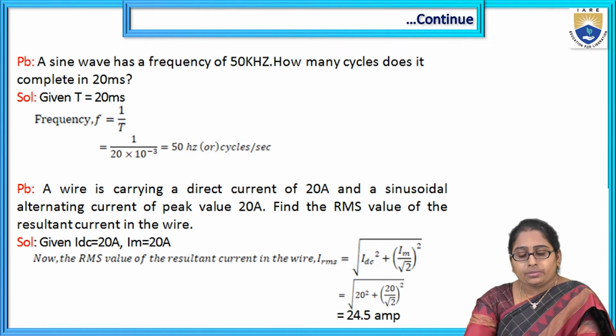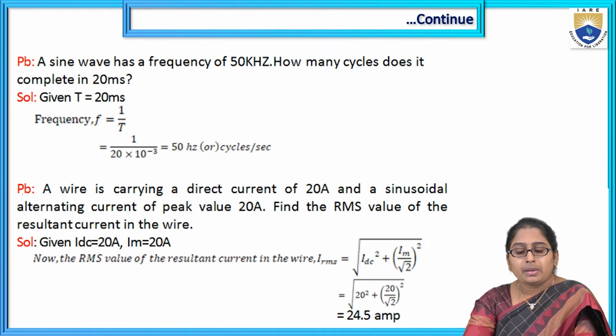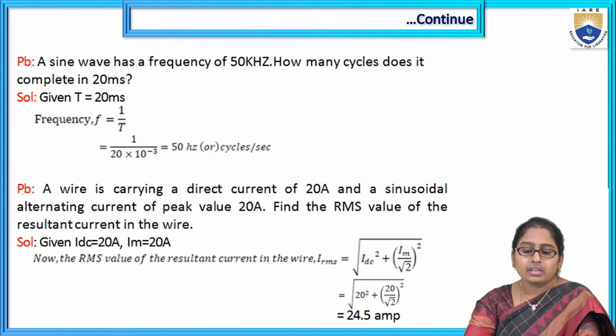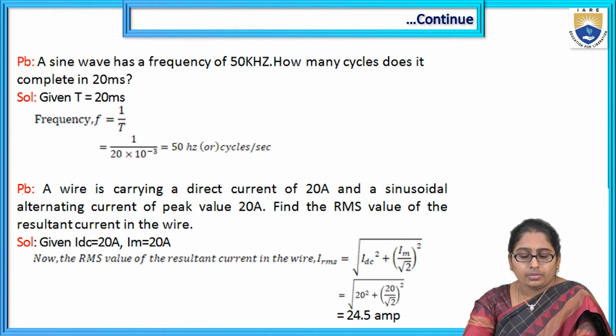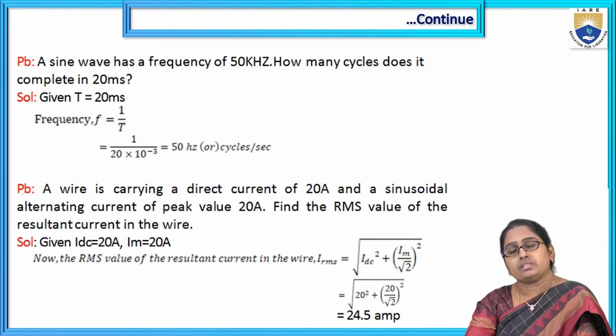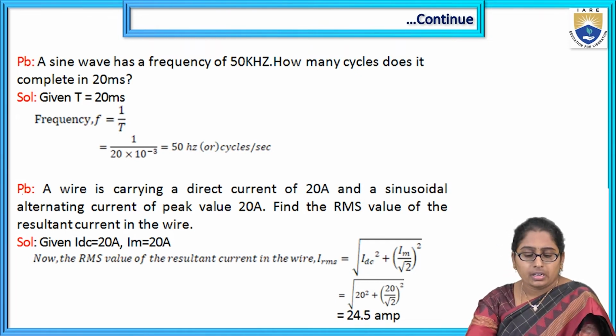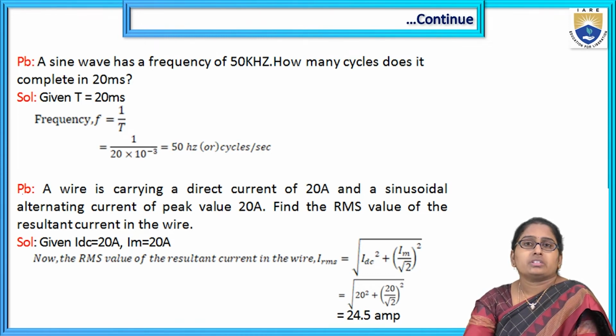Now next problem. A wire is carrying a direct current of 20 amperes and a sinusoidal alternating current of peak value 20 amperes. Find the RMS value of the resultant current in the wire. So how can we calculate the RMS value? That is nothing but the square root of the squares of the currents.